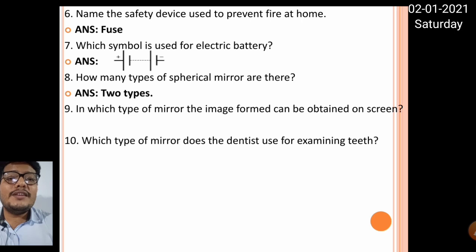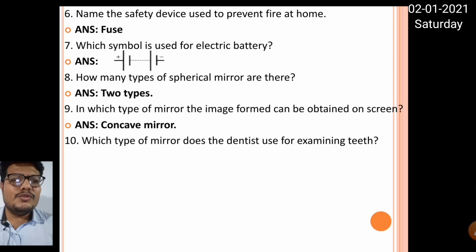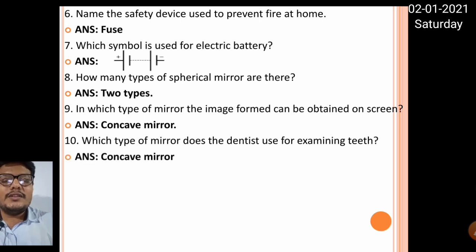In which type of mirror can the image be obtained on the screen? So in concave mirror. Number 10, which type of mirror does the dentist use for examining teeth? So same thing, concave mirror only, right? Because the image appears very clear and bigger than the size of the tooth. So that is why concave mirror.